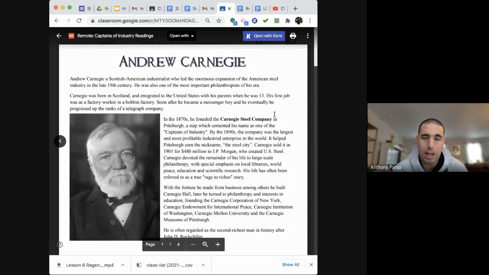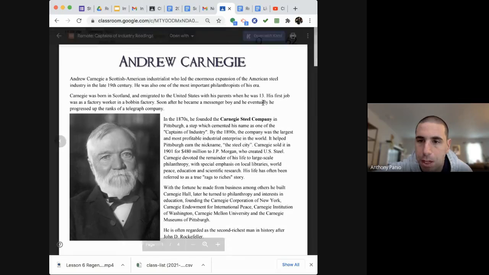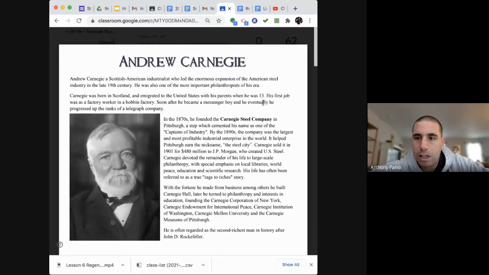So Andrew Carnegie was not a rich person when he was born. He was actually very poor. He came from Scotland. He was a true immigrant, and this guy became one of the wealthiest and richest people in American history. All right, so what did he do? In the 1870s, he founded the Carnegie Steel Company in Pittsburgh, a step which cemented his name as one of the captains of industry. By the 1890s, the company was the largest and most profitable industrial enterprise in the world. It helped Pittsburgh earn the name the Steel City. Carnegie sold it in 1901 for $480 million to J.P. Morgan, who created U.S. Steel. Carnegie devoted the remainder of his life to large-scale philanthropy.